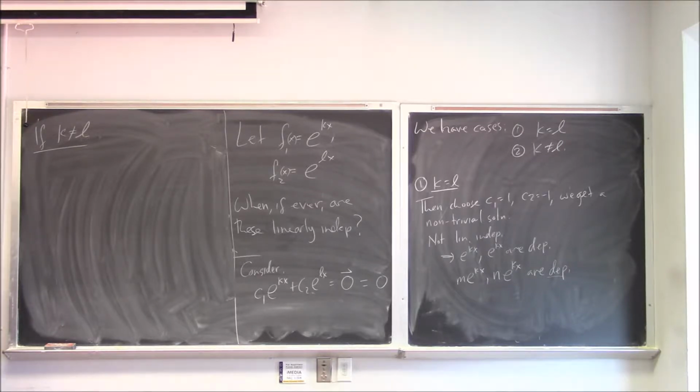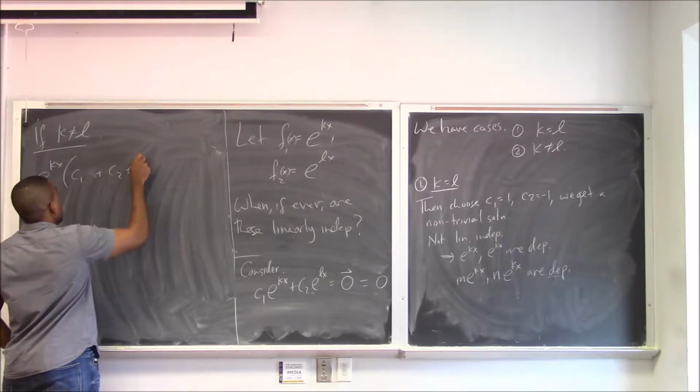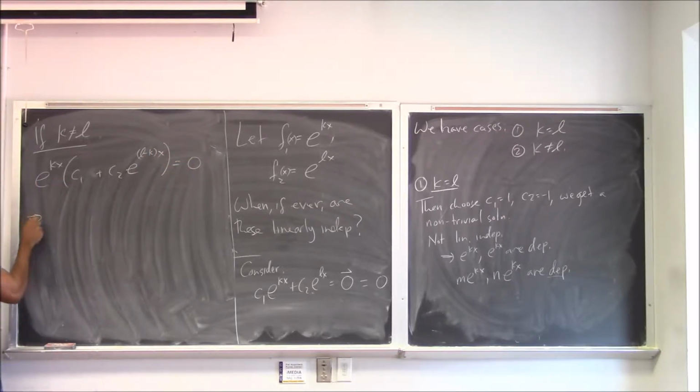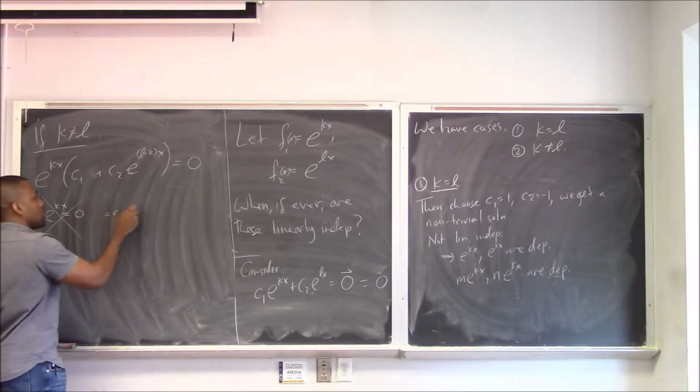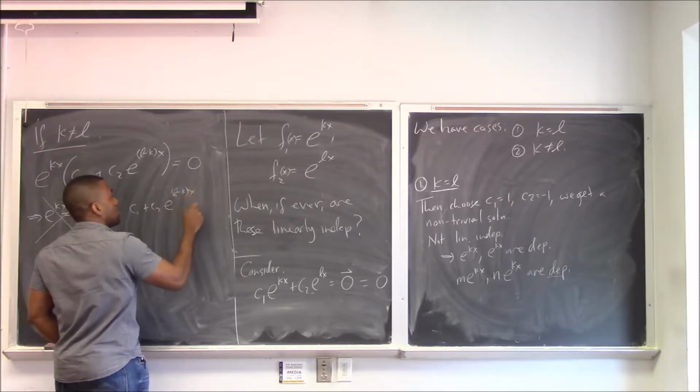If e to the anything is never 0, can we divide by it? We could divide by it. I mean, it's a real number. Or equivalently, let's factor out e to the kx. I would end up with C1 plus C2 e to the (l minus k) x equals 0. This would mean e to the kx equals 0, which we know does not work, or C1 plus C2 e to the (l minus k) x equals 0.